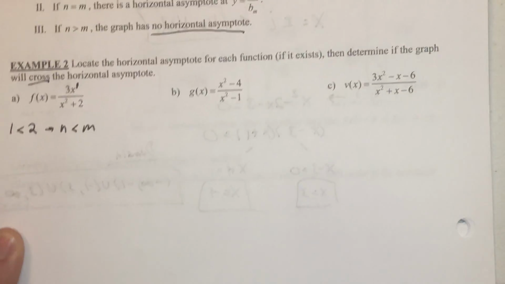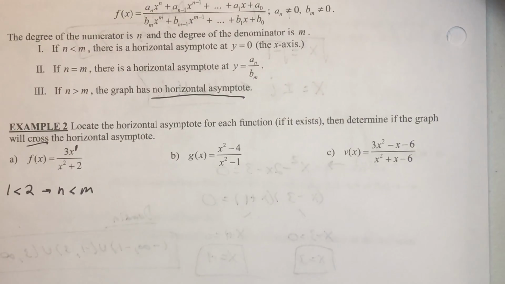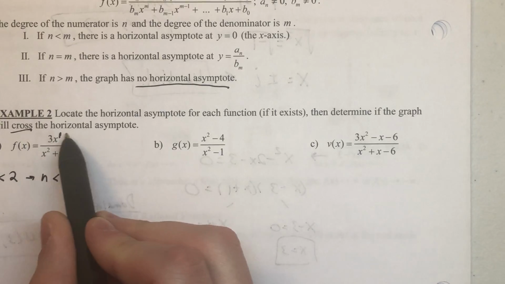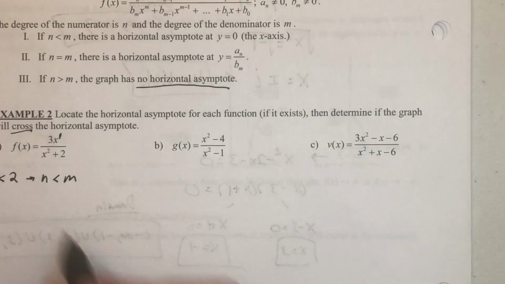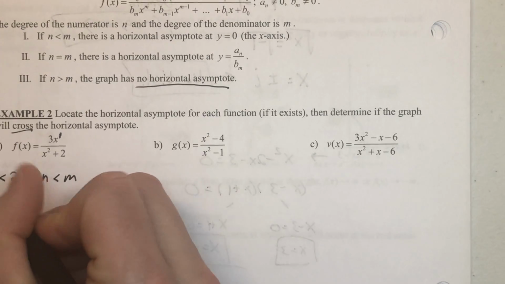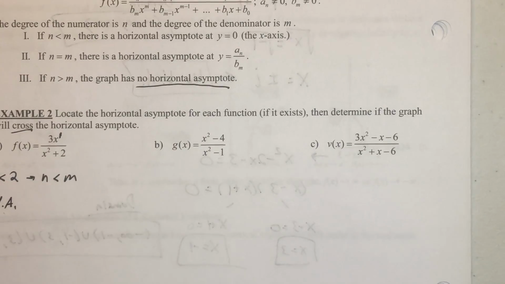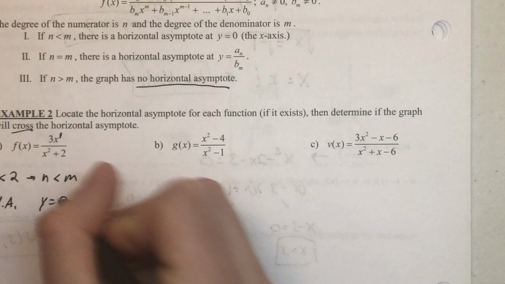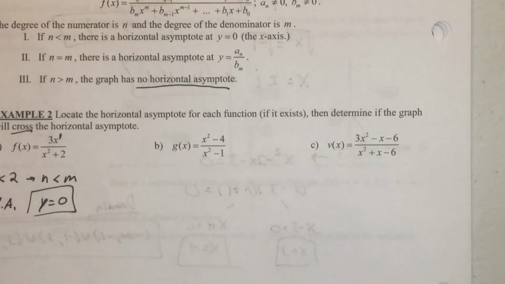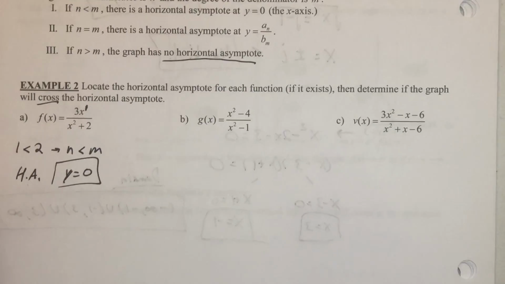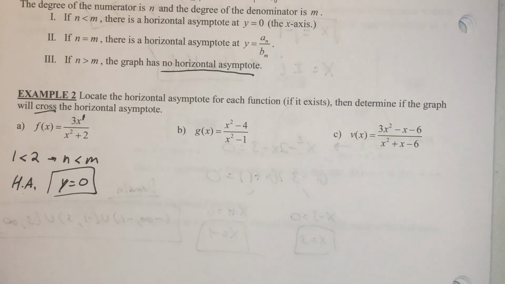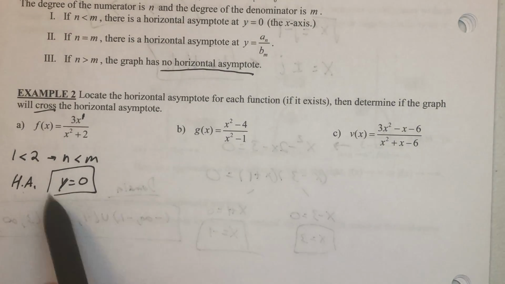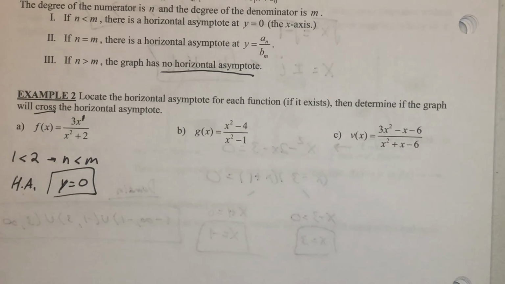I can bring those rules down here. So since n is less than m, we immediately know our horizontal asymptote is y equals 0. So that's all we need to see to know that our horizontal asymptote, I'll abbreviate that HA, is the equation of the line y equals 0. And notice, just like with vertical asymptotes, you want to write the equation of the line, not just say the asymptote is the number 0. It is the horizontal line y equals 0.